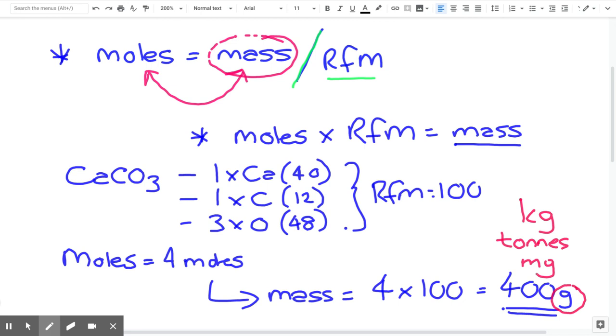But as I say, just be aware if a question gives you a slightly different unit to normal. However, the methodology would still be the same. You still take the number of moles, you still multiply by the RFM. You might just have a little bit of conversion of the units to do along the way.